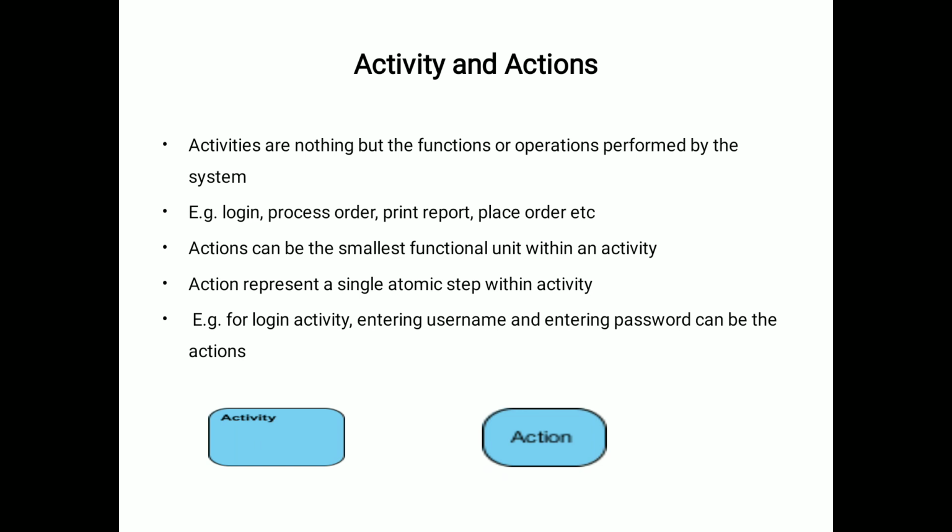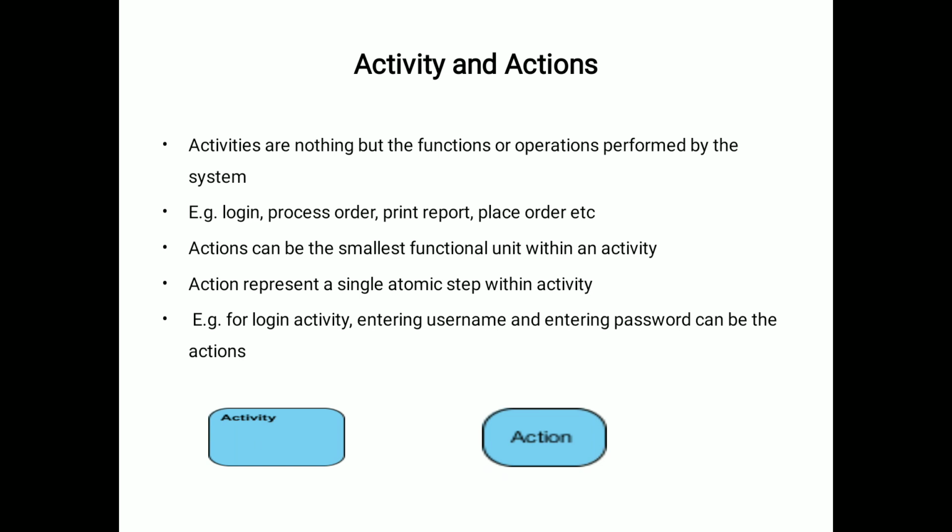Next point is activity and action. Activities are nothing but the functions or operations performed by system. For example, login, process order, print order, place order. Actions can be smallest functional unit within an activity. Action represents a single atomic step within activity. For example, login is the login activity, entering username, entering password can be action. Now see here, activity is given and action is also shown.